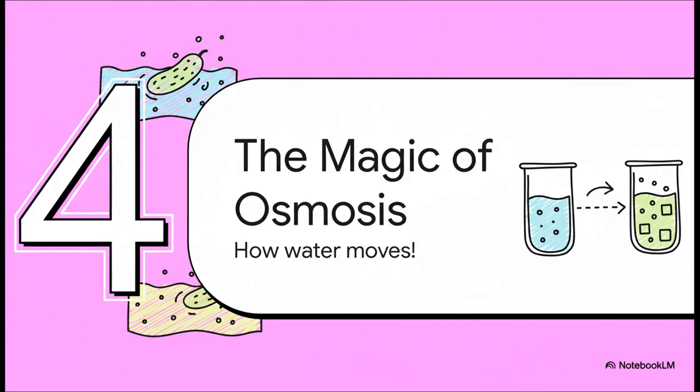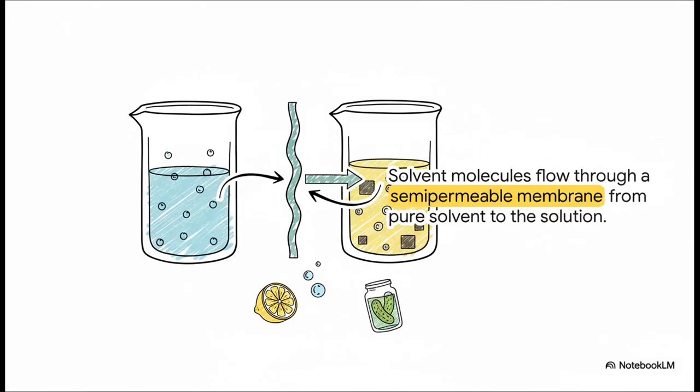Okay, let's move on to our next topic, and trust me, it's another fascinating one. We are going to talk about the magic of osmosis, and we're going to see how water can actually move all by itself from one place to another. This slide right here explains the entire concept. Just imagine a container that's split in the middle by a special wall. We call it a semi-permeable membrane.